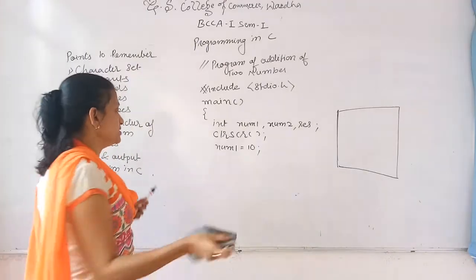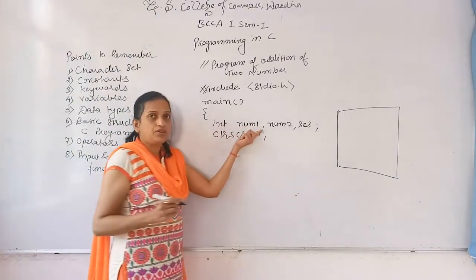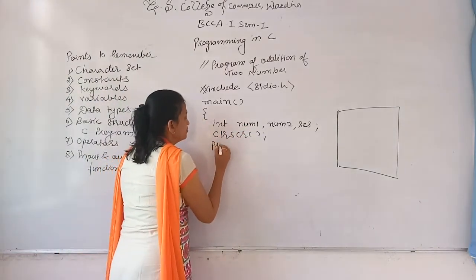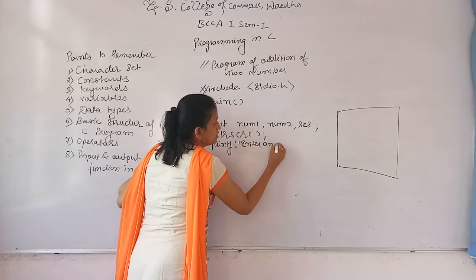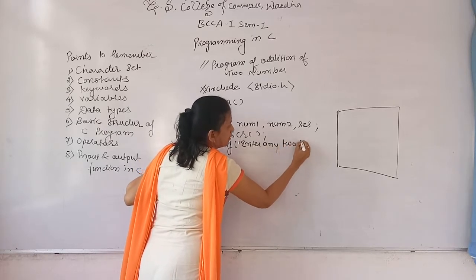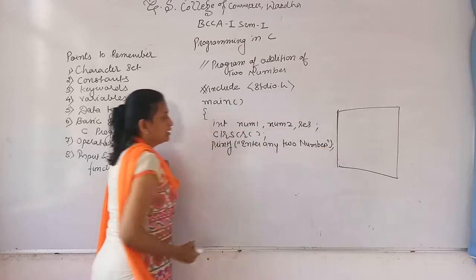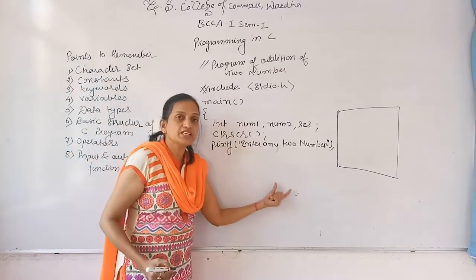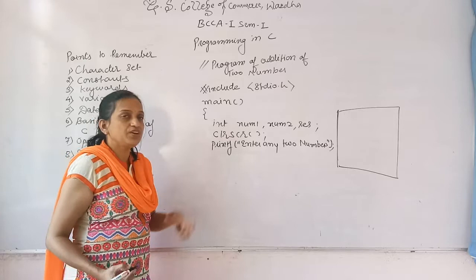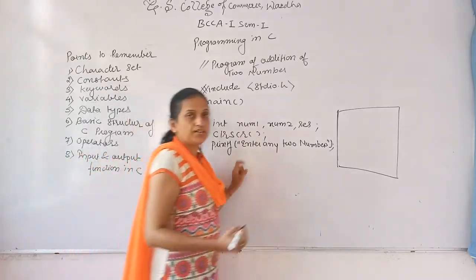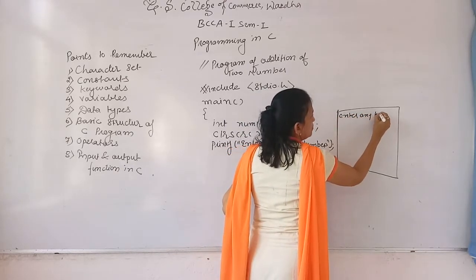That input statement is scanf. ठीक है, so before assigning the value, what I'm going to do, that is printf, enter any two numbers, quotation complete, means this message, I want to print this message on the screen. Okay, so before giving value to the variable, this message will display on your screen, that is enter any two numbers.